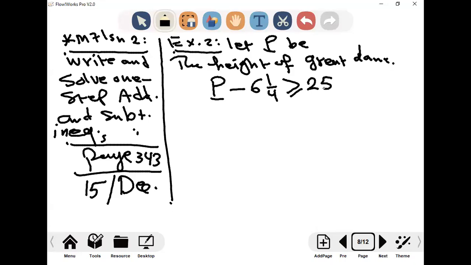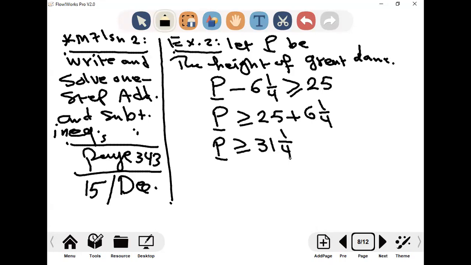This is the inequality. What will we do now? Yeah. P more than or equal 25 plus 6 and 1/4. So P will be more than or equal 31 and 1/4. This is the possible height, not the exact height. Get it? The question said to find the possible height. Meaning the height can be 31 and 1/4 or more, not less. Got it? Now let's graph it.